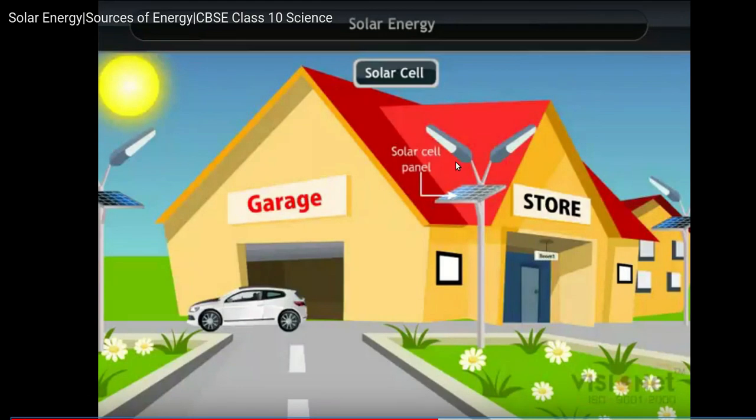So a solar cell is basically one of these boxes. In this big panel, in this big box, you can see one of these tiny boxes is a solar cell. Now, multiple solar cells together will give us a considerable amount of energy, which we can convert into electricity. As you can see in this street light, we have kept a solar cell panel, which is going to convert solar energy into electricity, so that these lights can burn.